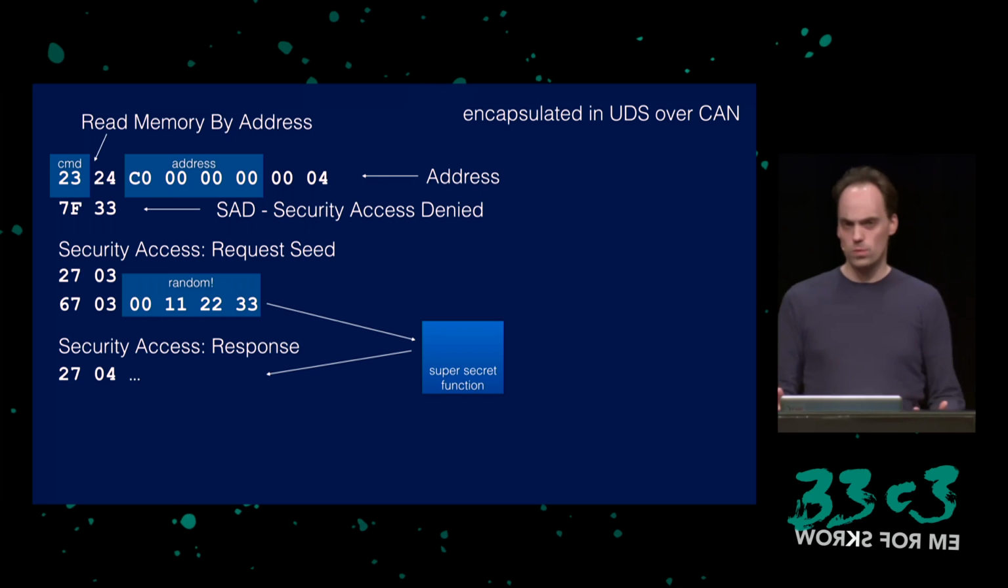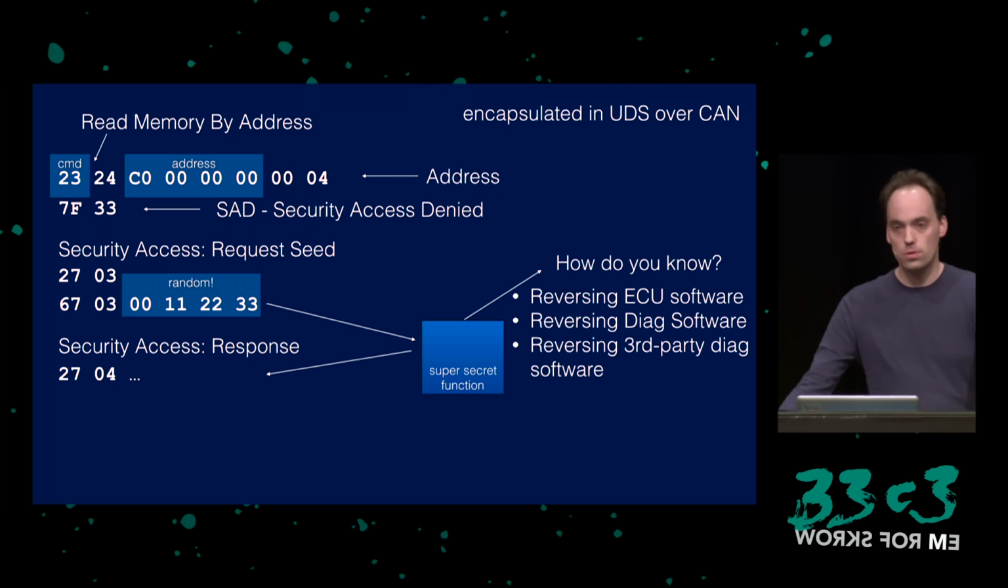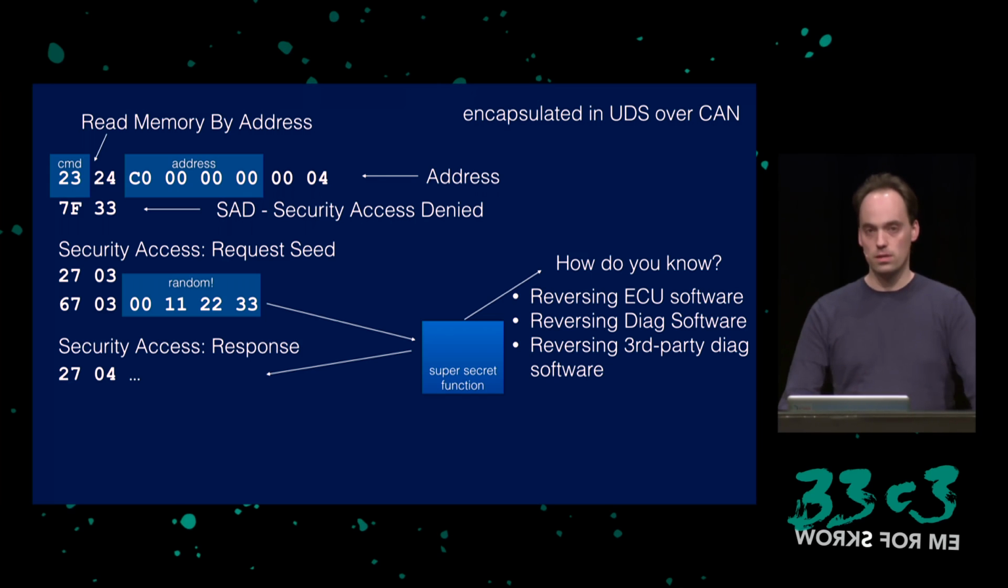The question is, how do we know this super secret function? There are multiple methods. We can look at the ECU software itself if the algorithm is in there to verify it. We can reverse diagnostic software that uses this mechanism, for example, the Volkswagen software that they use for car shops. Or maybe someone else already reversed this and put it in their own tools, which may be easier to get it from in terms of third-party diagnostic software.